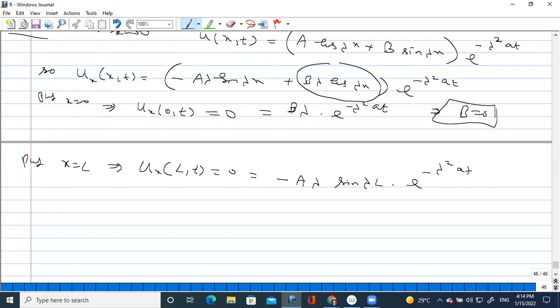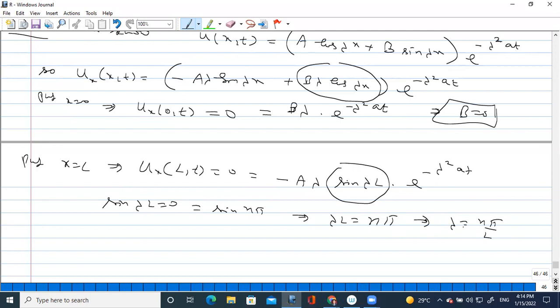So from here, this sin(λL) will become 0, and that you can write as sin(nπ). This implies λL will be nπ, and λ will be nπ by L. So that value you can put, and your coefficient also will become a_n. Hence, this is your final answer. Here you can put b equal to 0 and a will become a_n, and that will become a series.